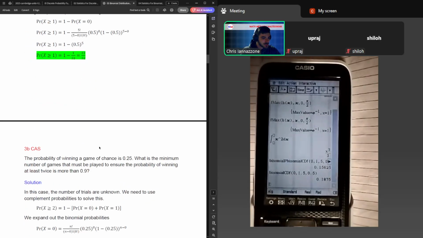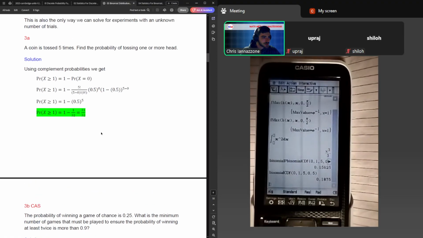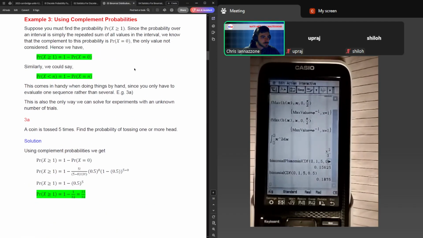Actually no, we'll get to what happens if I don't tell you the upper bound. First, we'll go with a known upper bound. So in this case, the coin is being tossed 5 times. Find the probability of tossing 1 or more heads. That could be nasty, right? You could be doing x equals 1, x equals 2, 3, 4, 5, add all those together. That works. A lot of effort.